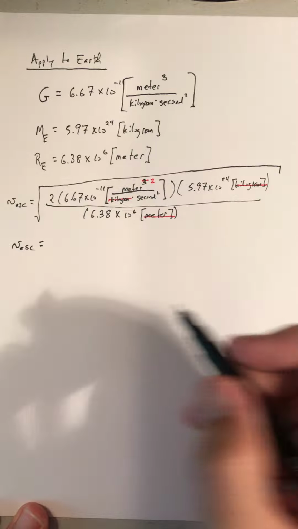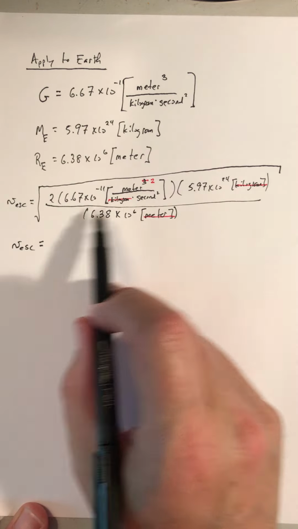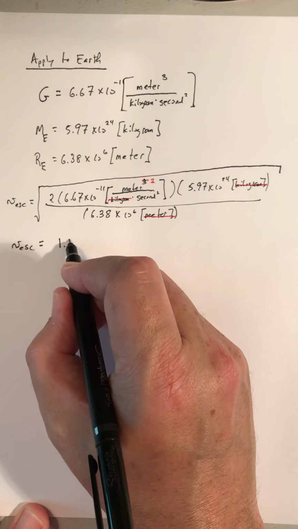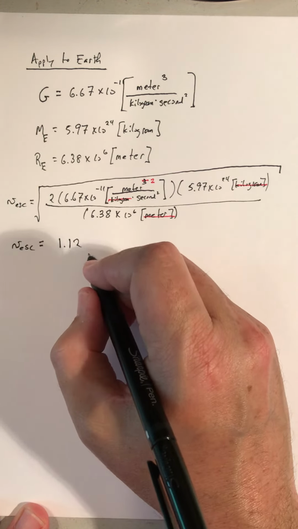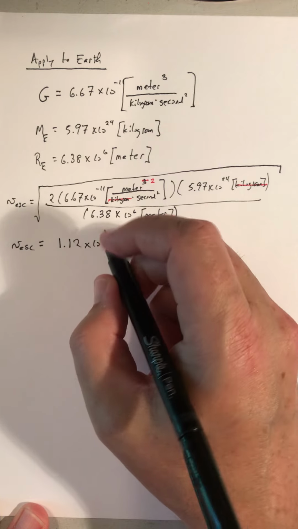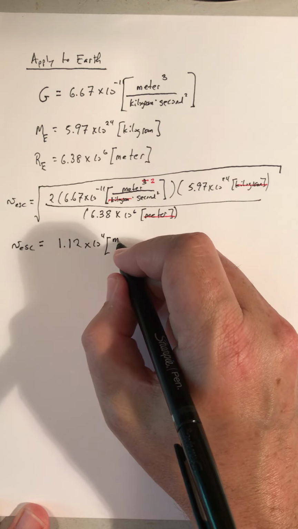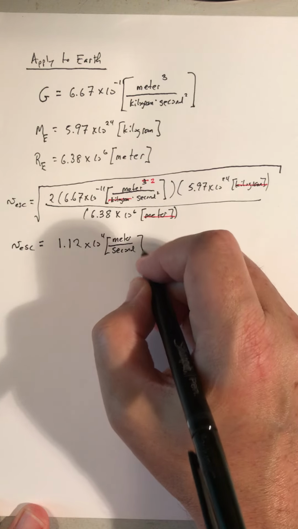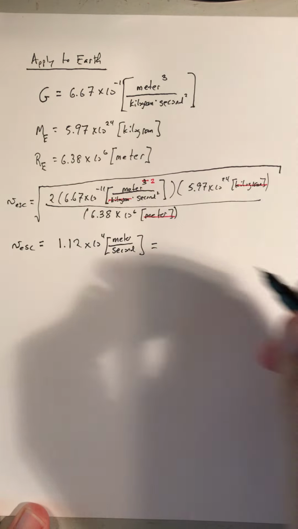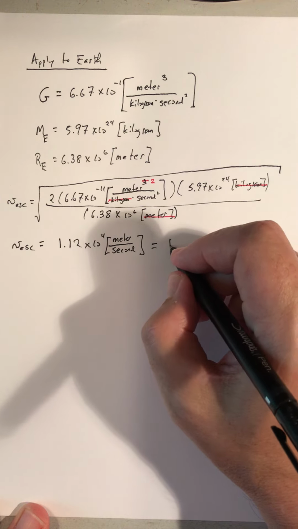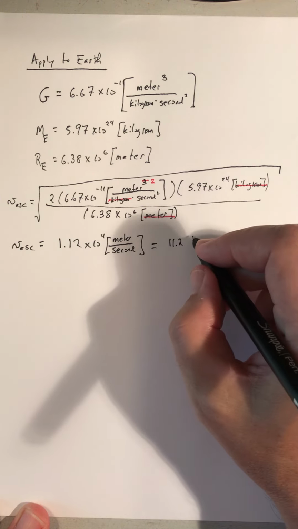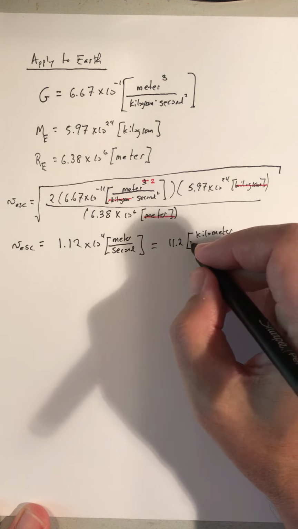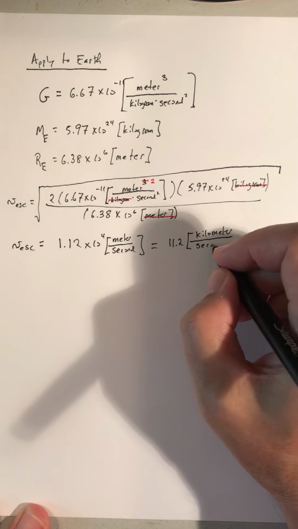You put that in your calculator, and I'm knowing everything to 3 digits, so I'll have the answer to 3 digits. 1.12 times 10 to the 4th meters per second, which is fine. But I'm going to also note that's 11.2 kilometers every second.